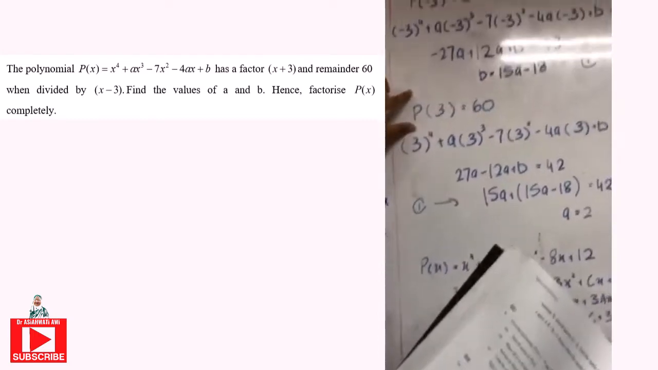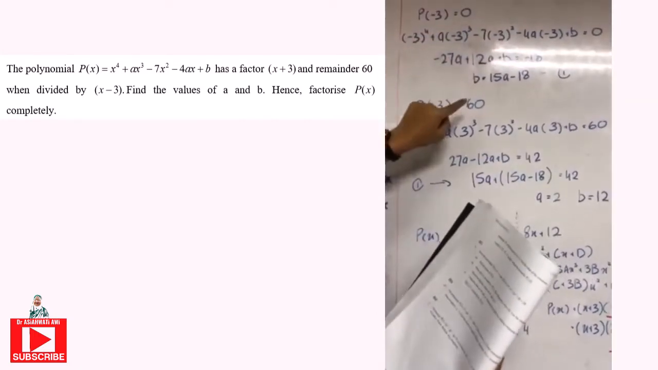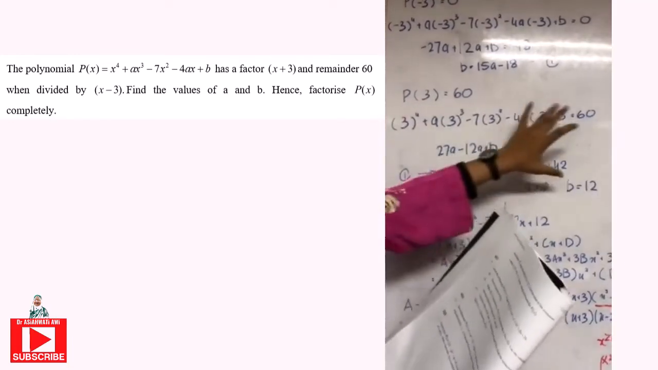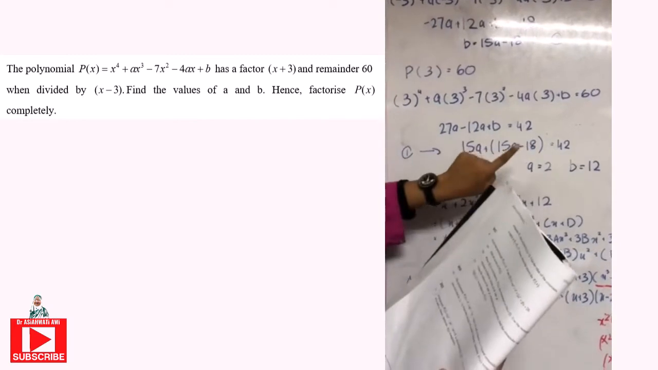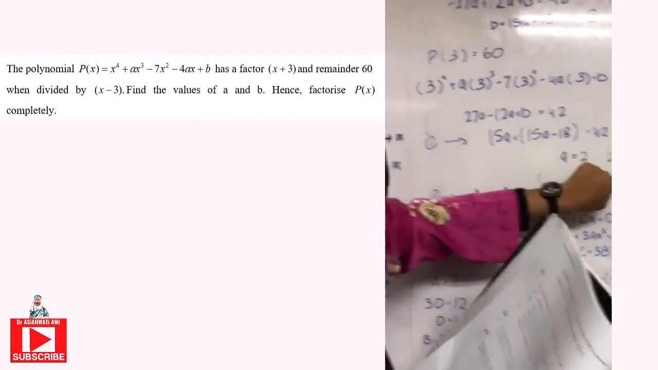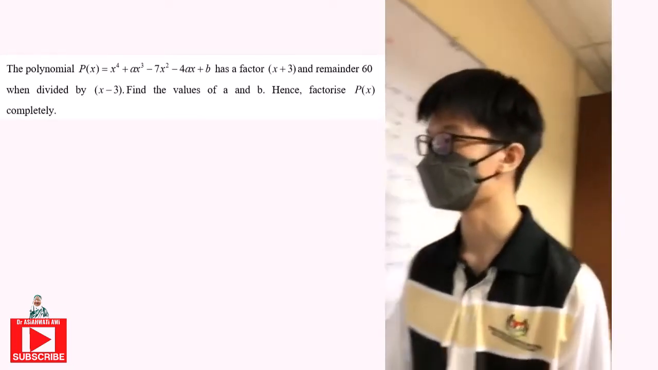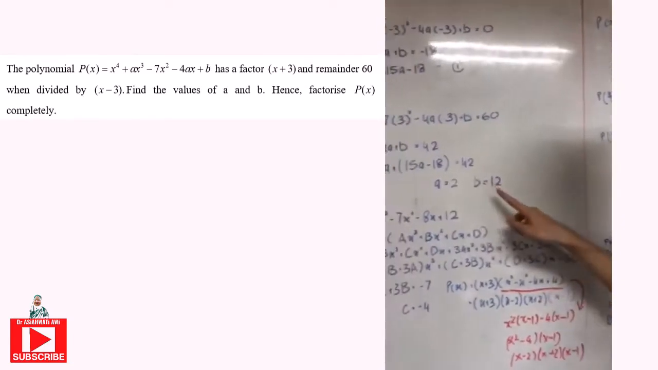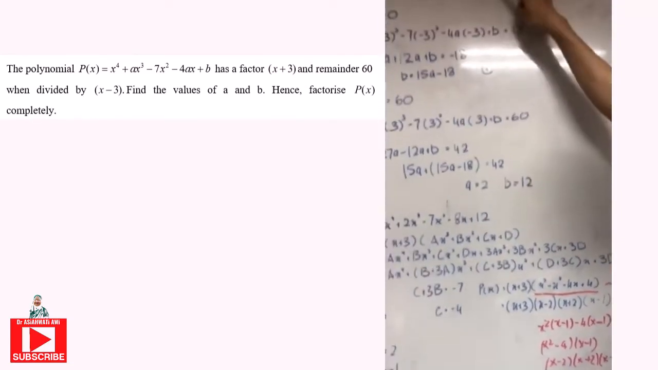So for the second, we have to substitute 3 into this polynomial and we will get 60. We solve, and we also substitute this first equation into this, and we will get the values of a and b, which are a equals 2 and b equals 12. After we find a equals 2 and b equals 12, we substitute these two values back into the equation.